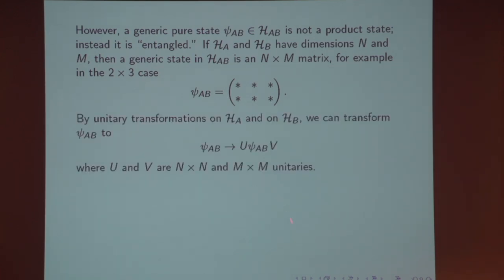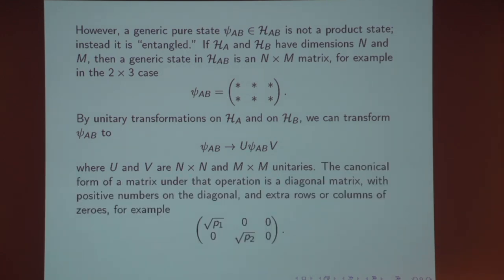By unitary transformations on H_A and H_B, you can transform the combined state using n by n and m by m unitaries. And the canonical form under that operation is a diagonal matrix with positive numbers on the diagonal and some extra rows or columns of zeros. For example, in the 2 by 3 case, such a matrix could be put in this form by a joint unitary transformation.